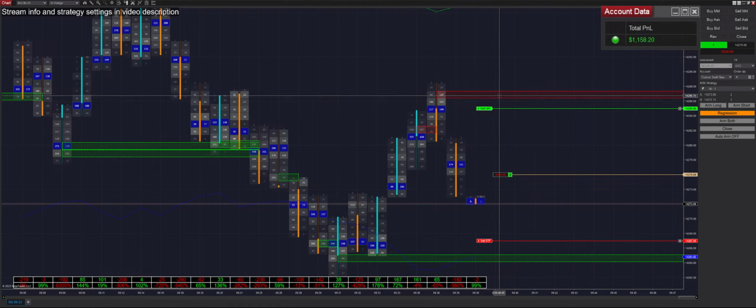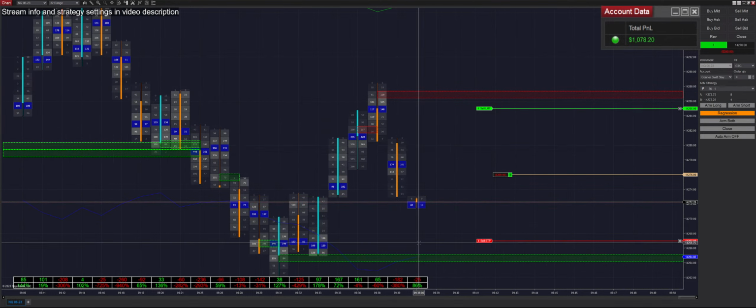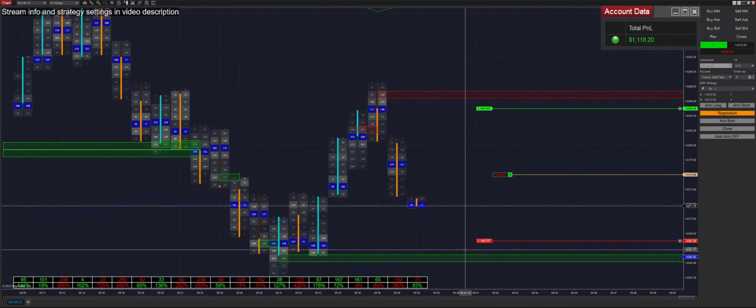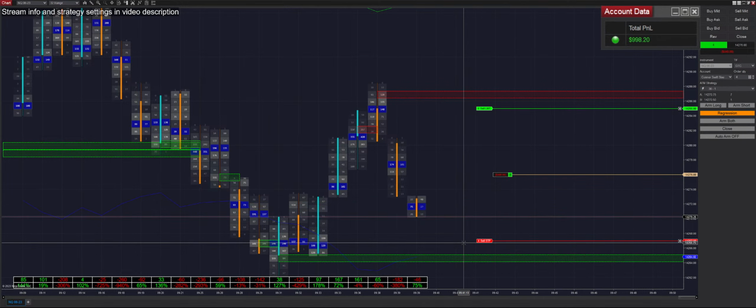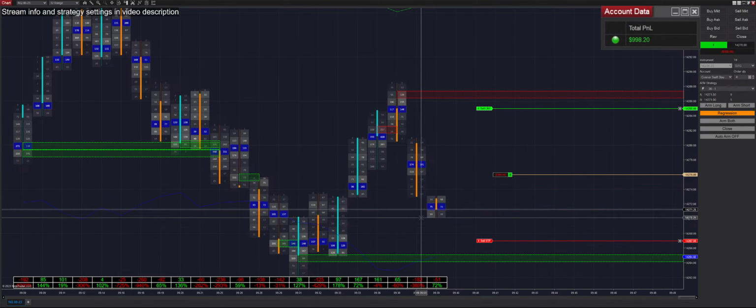And there we actually got filled into a long trade here. Hopefully we get an early regression bounce. That would be pretty ideal. Or else we might get stopped out.